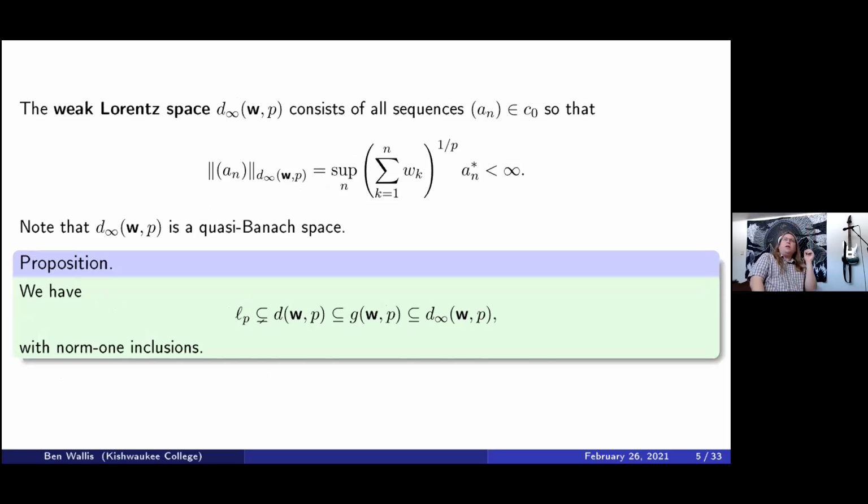I do want to mention the weak Lorentz space, and that just consists of this norm here. This is not a Banach space, it's a quasi-Banach space. The reason I mention it is because you can see where the Garling sequence space sits in terms of inclusions. So LP is down here at the bottom. The Lorentz sequence space contains LP. The Garling sequence space contains the Lorentz, and so on. These are all norm 1 inclusions, by the way, and these are as sets, of course.